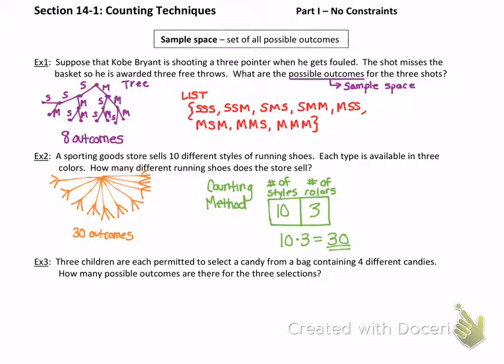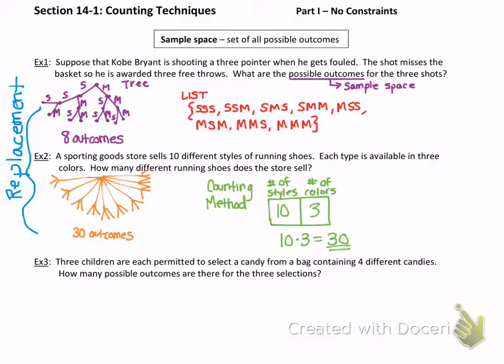Example 3. 3 children are each permitted to select a candy from a bag containing 4 different candies. How many possible outcomes are there for the 3 selections? Now, example 1 and example 2 represented what we call replacement. So each event was independent. In example 1, it didn't matter if Kobe made it or missed it, he still got another one. In example 2, it doesn't matter what style you pick, there are still 3 colors.